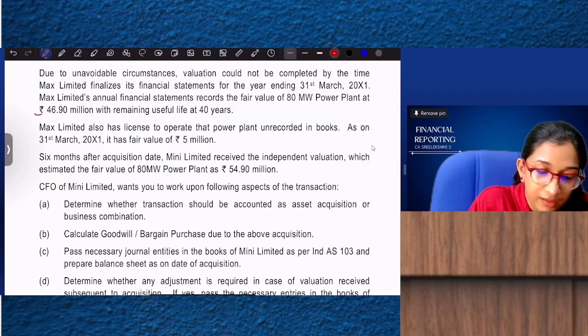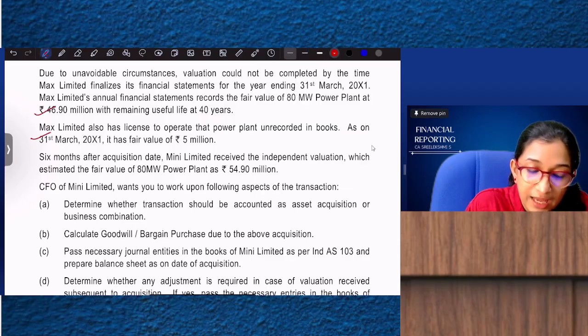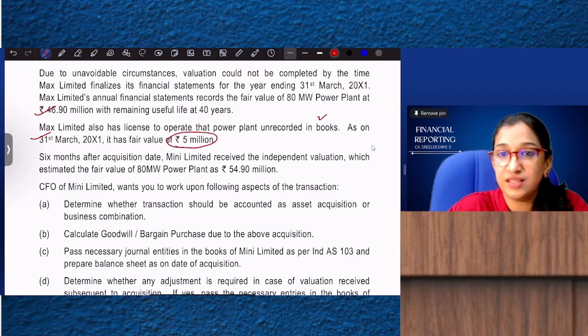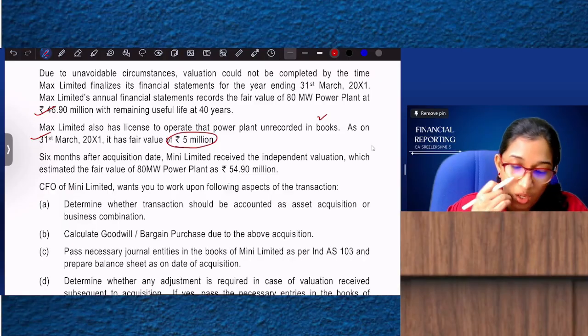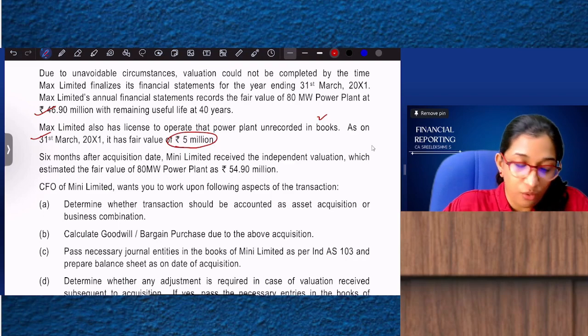Okay, fine. Max Limited also has a license to operate the power plant, unrecorded in the books. It has a fair value. Some license is also there. It is not recorded in the books, but it is to be taken as 5 million. Okay, fine. 6 months after acquisition.